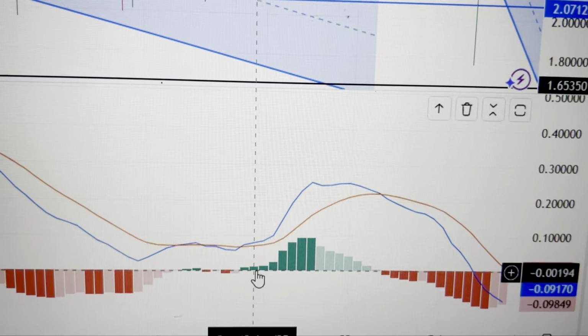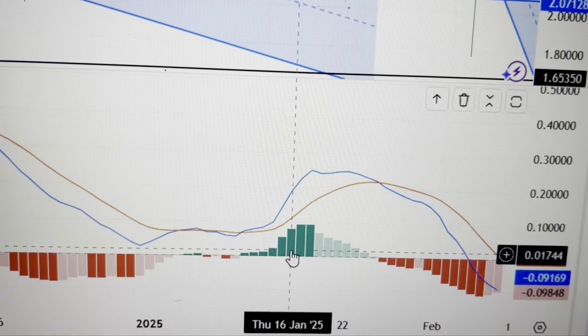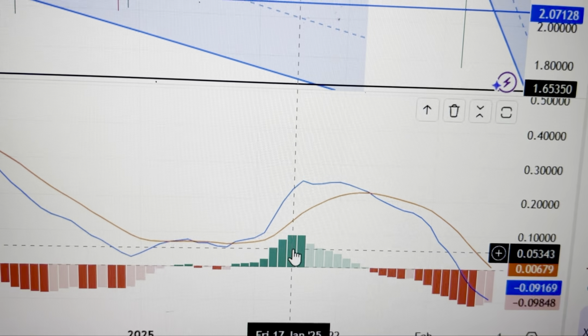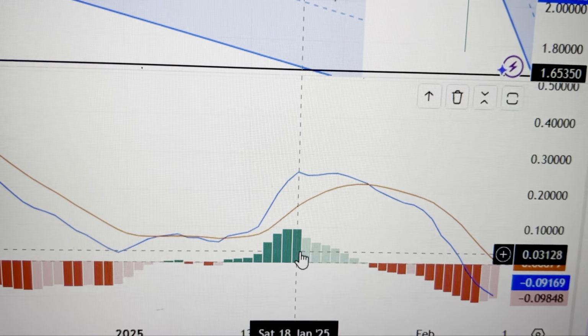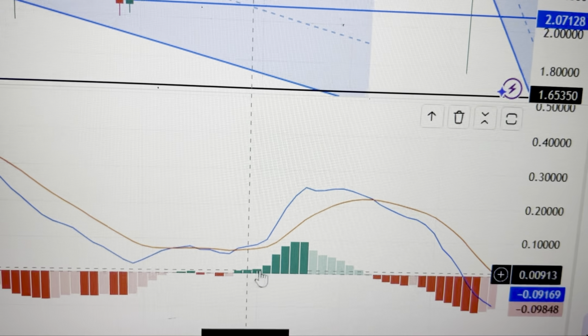Let's look over here. So here's how you read the histogram. It's green. That means the price is going up. The green histograms are getting bigger. It's stronger. It's stronger. And then right here, when you get this light green histogram and it's shorter, that means that uptrend is weakening.